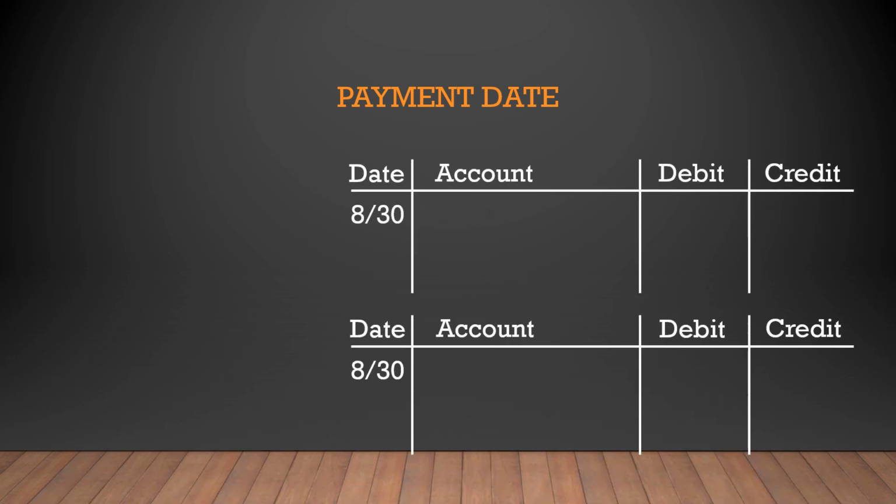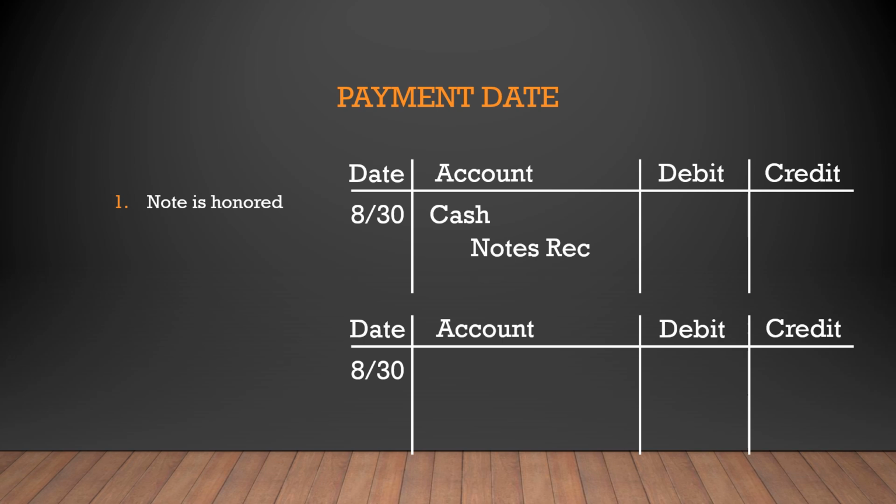When the payment date arrives, we have to book one of two entries. Which entry we book depends on whether the customer pays at that time or not. When the customer pays, we say that the note is honored. To record the payment, we'll debit cash for what was received and credit notes receivable off the books.